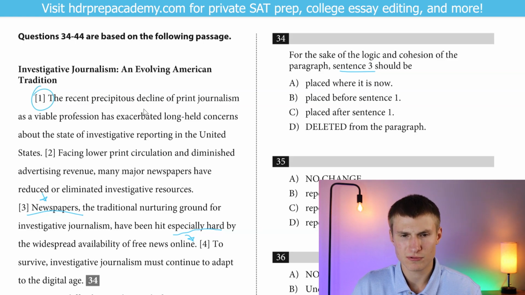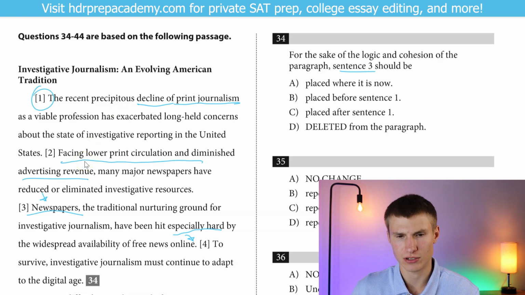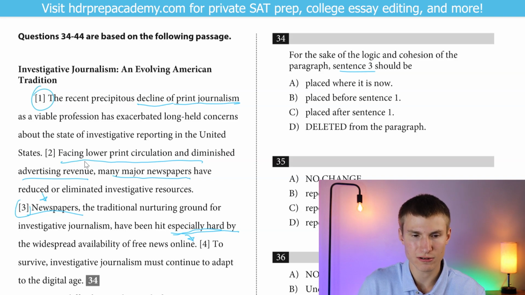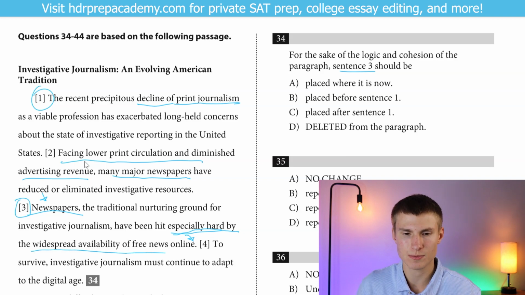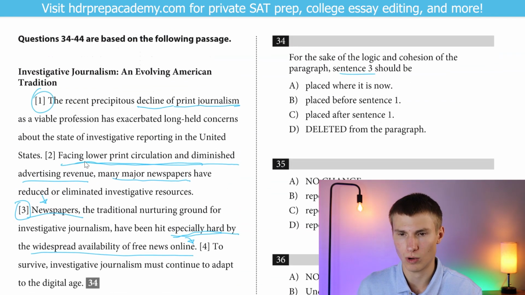So we have 1. There's the recent precipitous decline of print journalism as a viable profession has exacerbated long-held concerns about the state of investigative reporting in the United States. All right, so that's introducing the decline in print journalism, right? We know that newspapers are a form of print journalism, so we could potentially be placing this after sentence 1. Let's go ahead and read sentence 2. Facing lower print circulation and diminished advertising revenue. Okay, so now we're starting to get into a discussion of how the newspapers have been hit hard, right? I talked about how what comes after sentence 3 right now should be a discussion of how they've been hit hard by the widespread availability of free news online, and we see that they're facing lower print circulation. Okay, so we see sentence 3 should come between sentences 1 and 2, so that would be after sentence 1. So our answer there would be C.